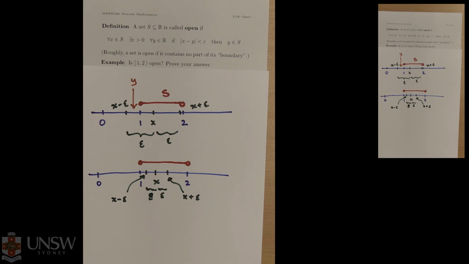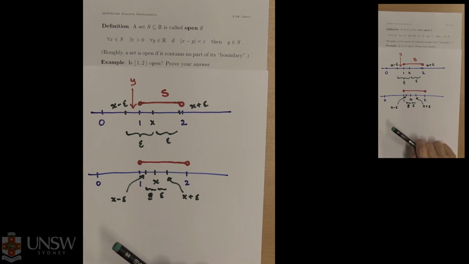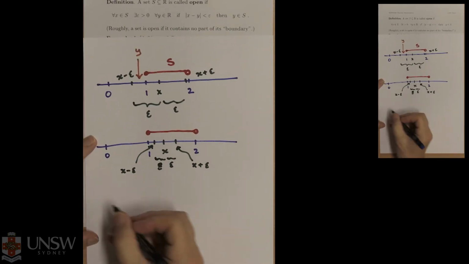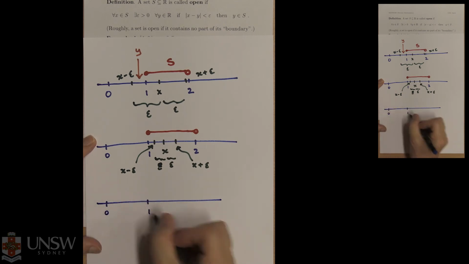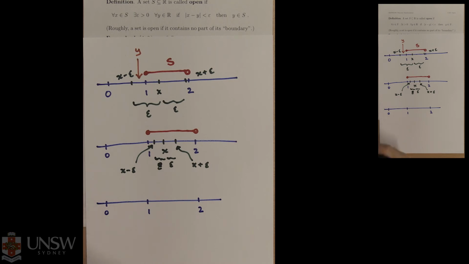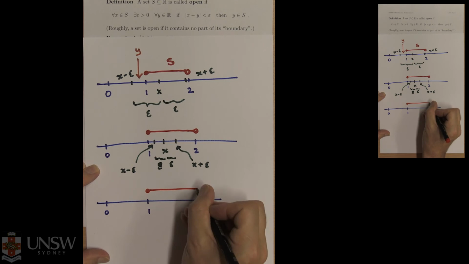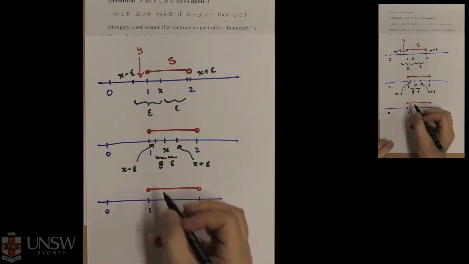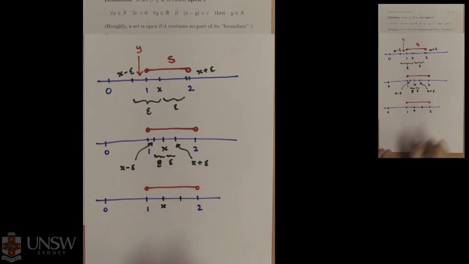Well, it still doesn't. Because I said this was supposed to happen for all values of x. I've proved this works for one value of x only. But the statement says it's supposed to work for all values of x. Let me draw another diagram. Once again, here's our set S, going from 1, which is included, to 2, which is not. So if I choose my x here, then I can find the epsilon. It works.